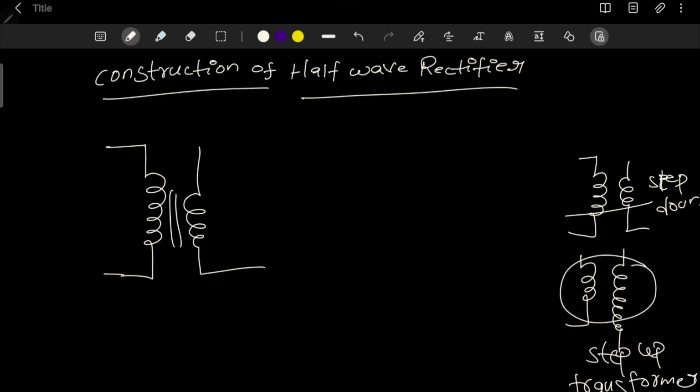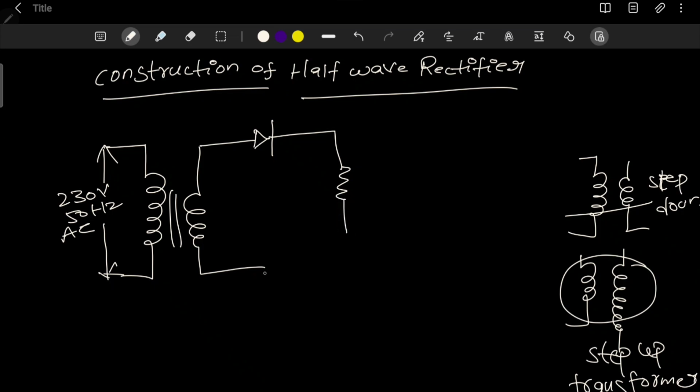For the primary winding, we connect the AC power supply, 230 volts, 50 Hz AC. The secondary winding is connected to the anode of the diode. The cathode is connected to the resistor, and the other end of the resistor is connected to the secondary winding. So this is the construction of the half wave rectifier. This is the output in DC.